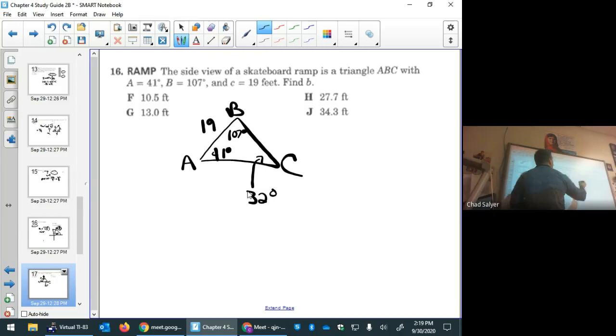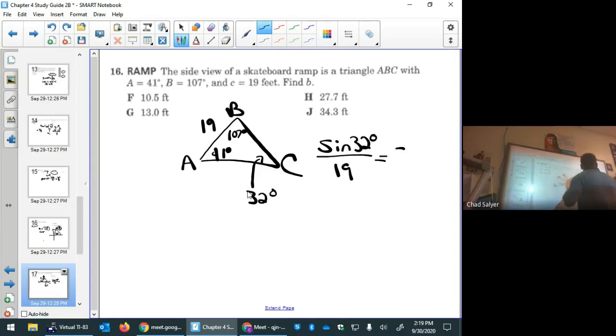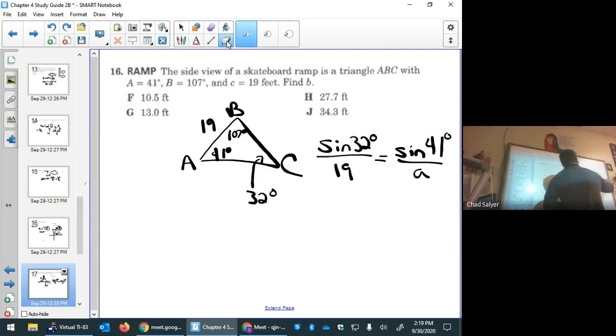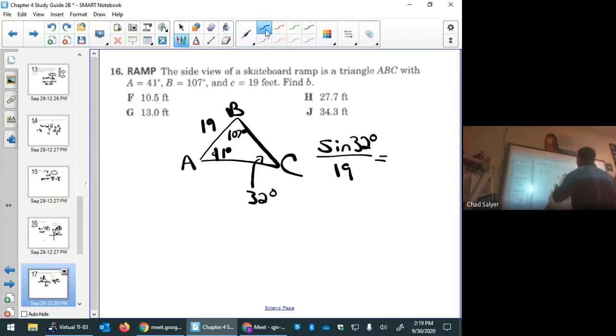So the sine of 32 degrees over 19 equals the sine of 41 degrees over the unknown side A. So that's going to give us A. And we don't want A, we want B, so let's do the other. You don't even have to solve the whole triangle in this case. You just want one of those values, so we'll just find that one.